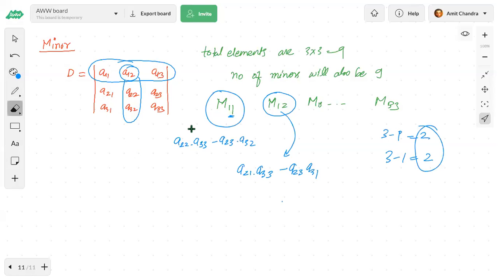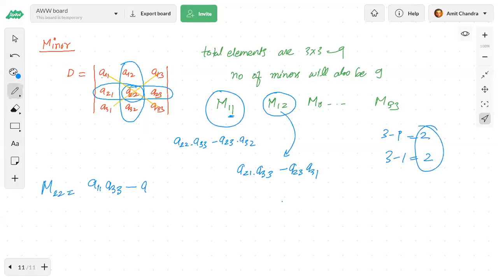Somebody is asking what is the minor of A22. A22 means this element, so for this element I will remove this column and this row. So minor M22 will be simply A11 into A33 minus A13 into A31. This is the minor. Okay, so everybody understood?